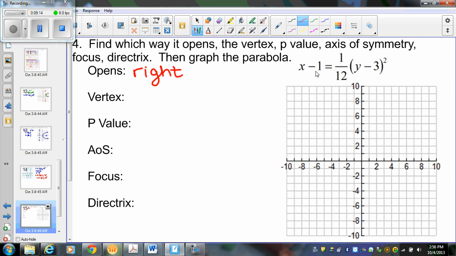Then my vertex, remember we take opposite signs, the value attached to the x would be a positive 1, and the value attached to the y is positive 3. So I'm going to go immediately to my graph and put a point at (1, 3). That's my vertex.